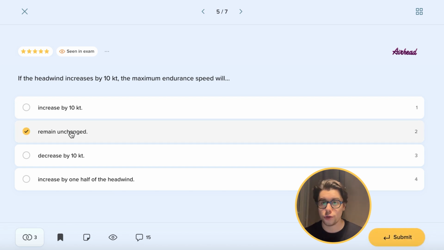And this is also true for your speed for the best gradient or rate or angle of climb, as the gradient in the air will always be the same no matter the wind. However, it will change over ground, but there's nothing we can do about that, as we care about the speeds and gradients in the air specifically.